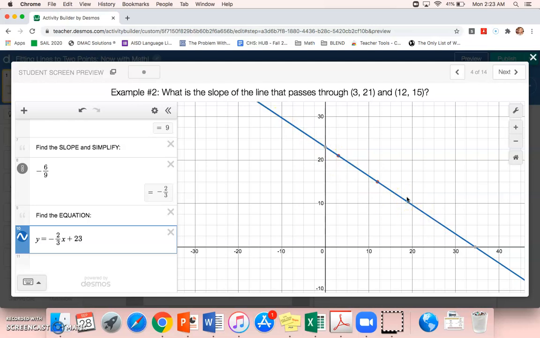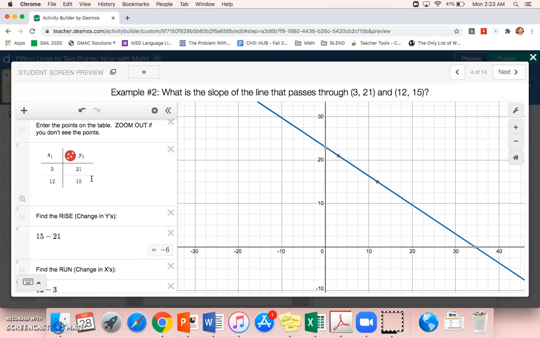As you move through, you'll have several examples. You're doing the same thing. This information will stay here for you, so you can kind of refer back to it. Good luck.